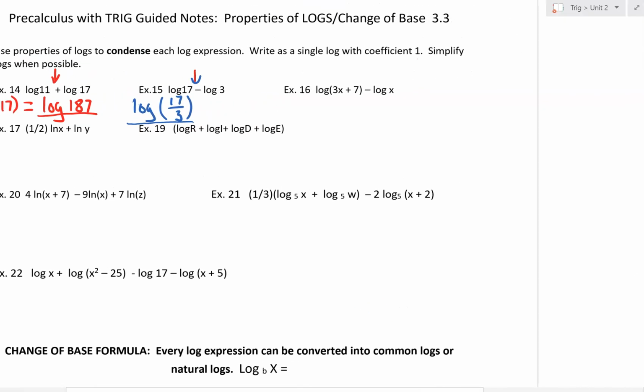How about the next one? It says the log of 3x plus 7 and then minus the log of x. Now, I know there's more going on right here, but it really doesn't matter what's going on right there. The minus is the important part. It's saying we are going to divide. This is going to be the log of 3x plus 7 over x. And you should be putting things in parentheses so that you make sure whoever's looking at it understands all of that is being affected by the log.